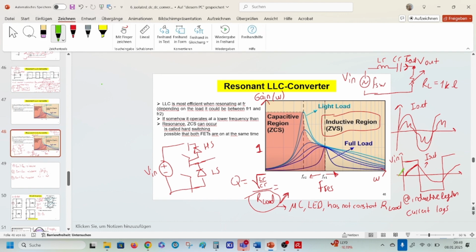The current now leads, and show here, this is my current, output current at capacitive region.